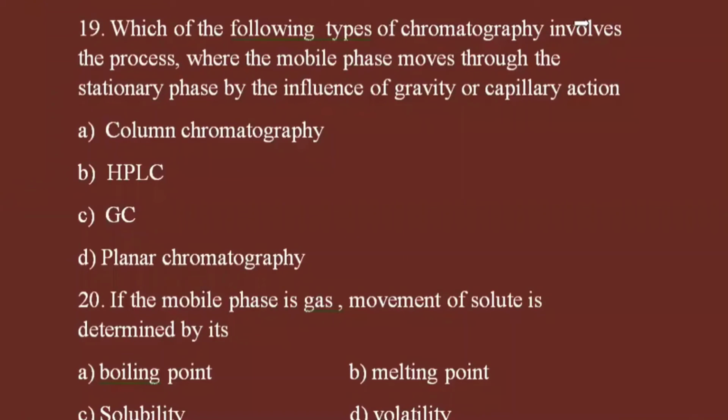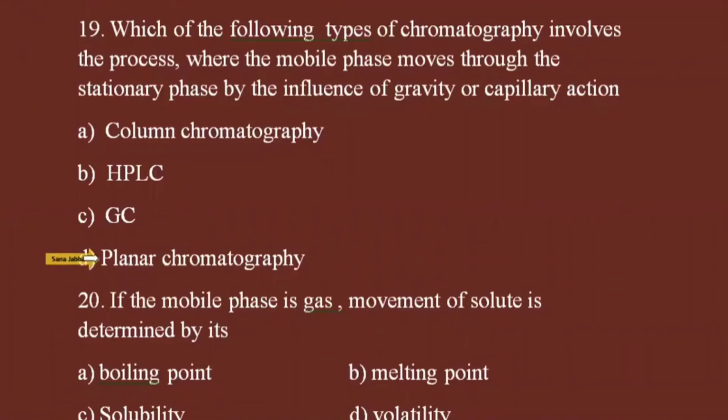Our 19th question is, which of the following types of chromatography involves a process where the mobile phase moves through the stationary phase by the influence of gravity or capillary action? A option, column chromatography. B option, HPLC, high pressure liquid chromatography. C option, GC, gas chromatography, and D is planar chromatography. D option is correct, that is planar chromatography is the type of chromatography in which the mobile phase moves through the stationary phase by the action of gravity or capillary action.